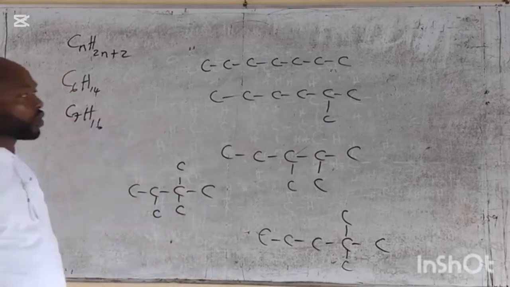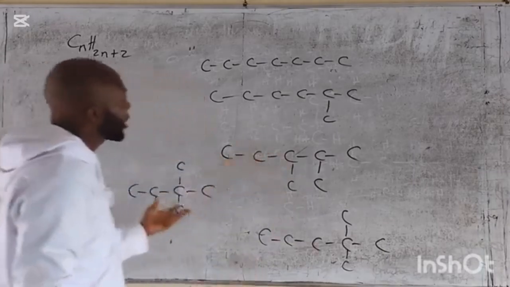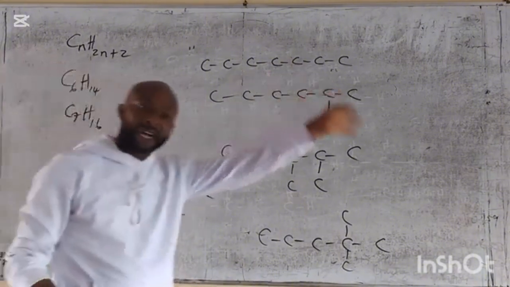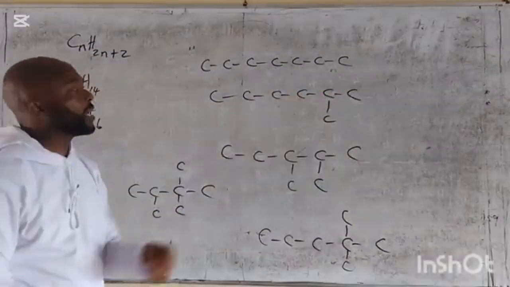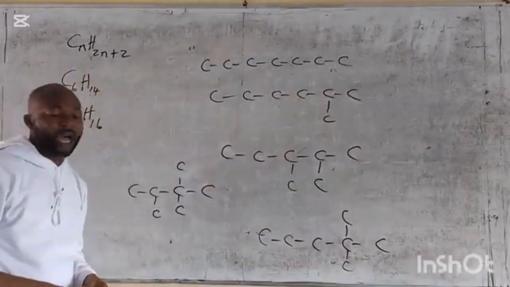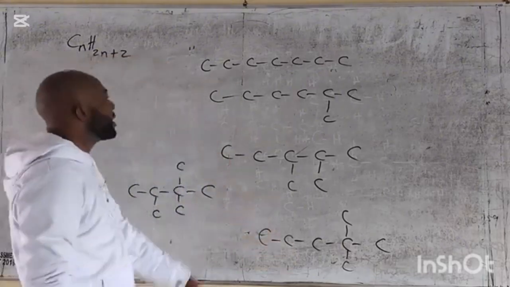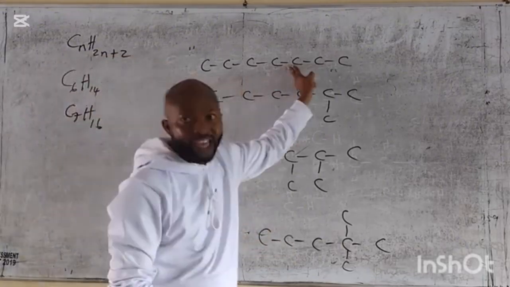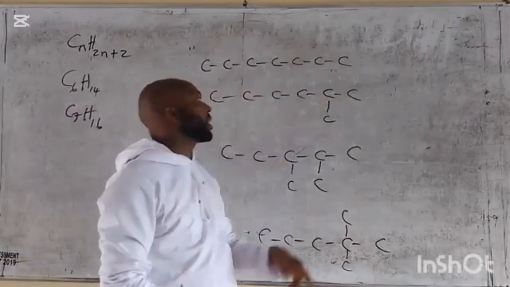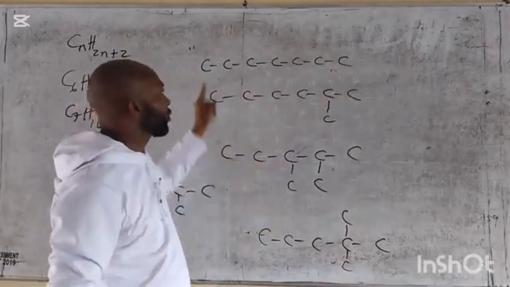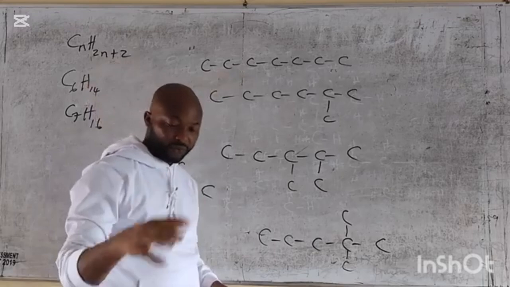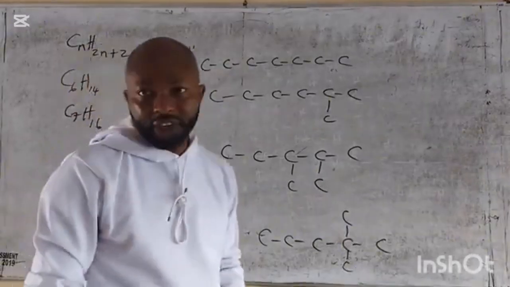Heptane. So the best way is you break the bond and attach it continuously. You continue to get as many compounds as possible. All of them are isoheptane, but this one is n-heptane, normal heptane. So these are isomers formed from what? Heptane.